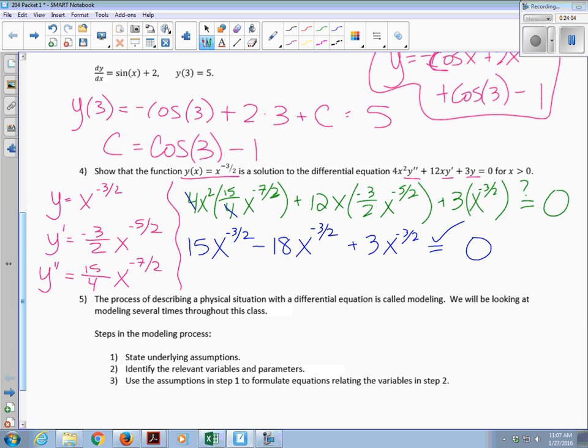So this is the beauty of differential equations: you will always be able to check if your answer is right when you're solving a differential equation. Sometimes the algebra is messy, right? But you can always take what you think is the solution and plug it into the original equation and see if it's true.